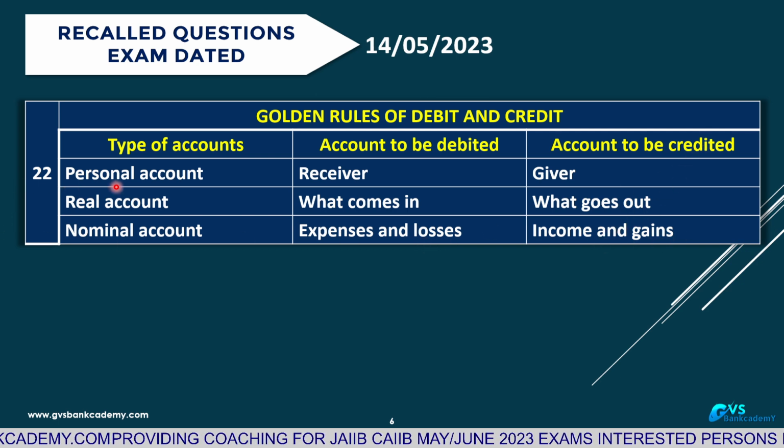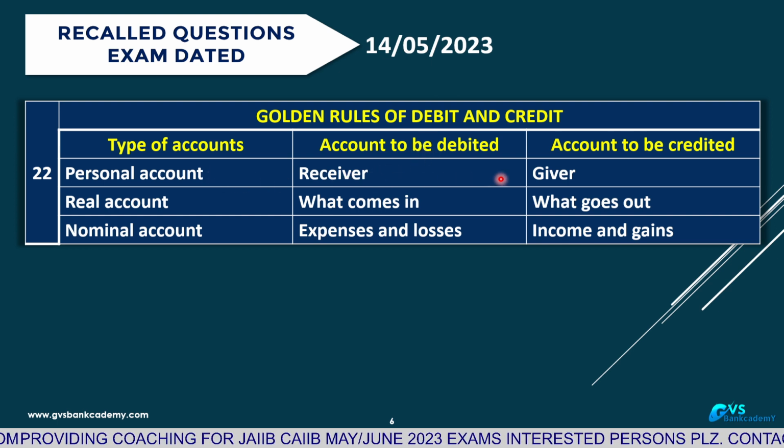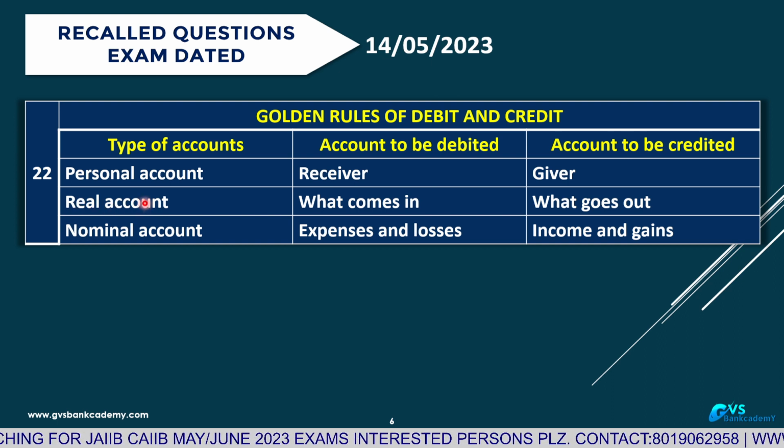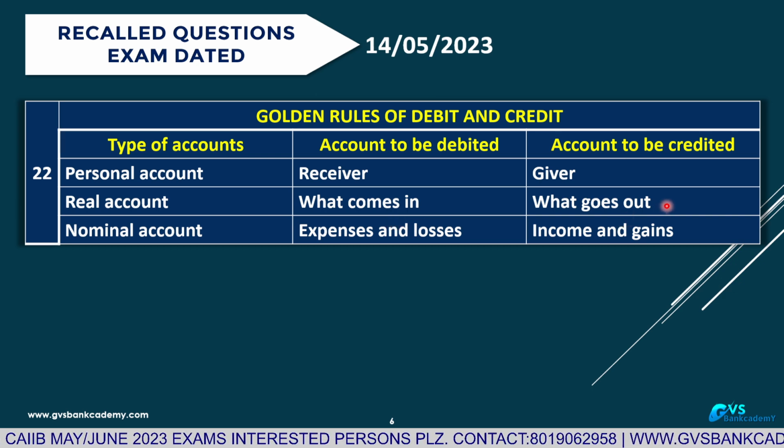Once again, personal account, all liabilities are personal accounts. What is the golden rule? Debit the receiver and credit the giver. All liabilities are always in credit balance. Real account, all assets are real accounts, and all assets are always in debit balance. And the golden rule: debit what comes in, credit what goes out.